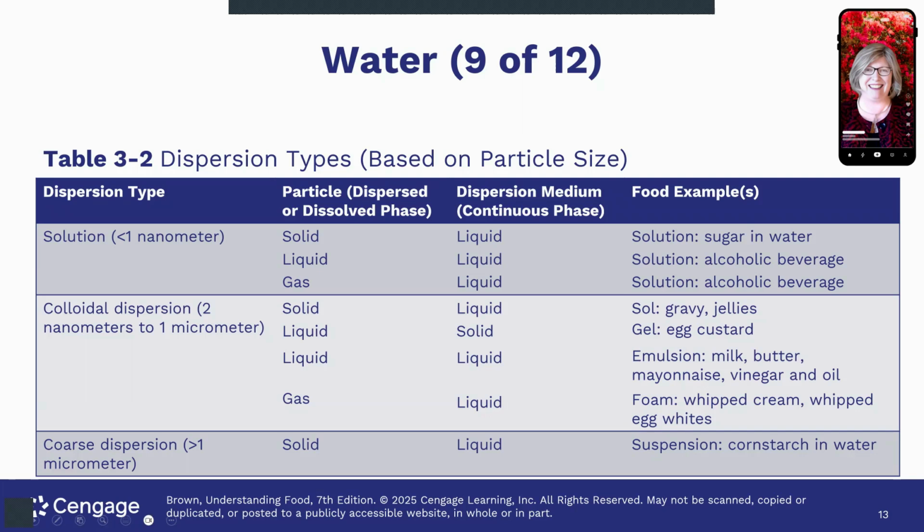Then if you have large particles, you call it a suspension, where you have one content suspended in another type of content. Example, cornstarch in water. So we suspend the cornstarch in water long enough, if we're going to use it to thicken something, to incorporate it in that dish.